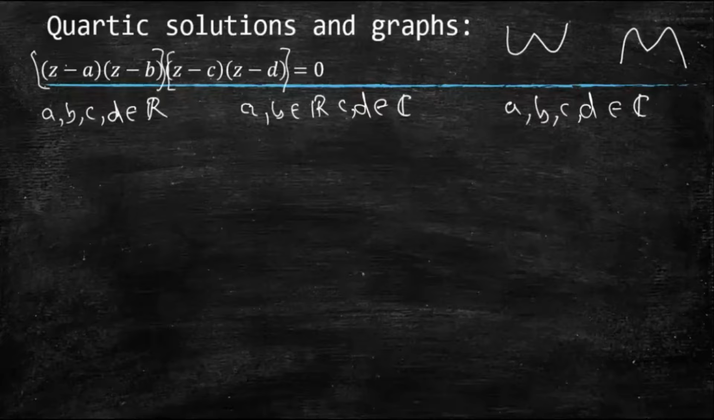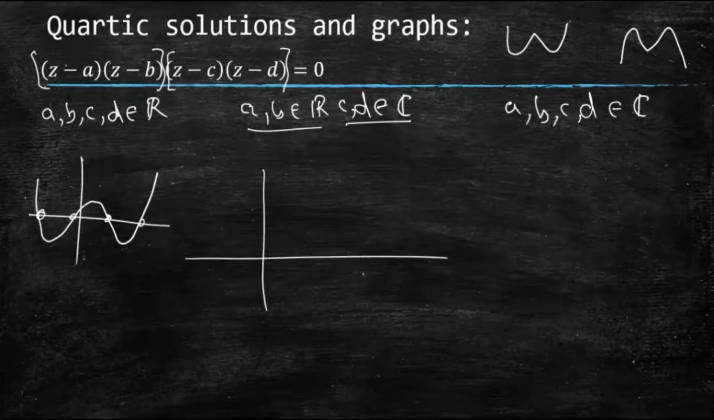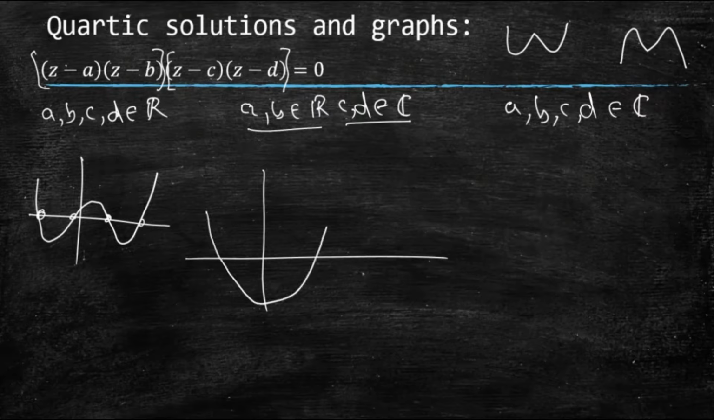So if A, B, C, D are all real, then the curve would look like this, where it crosses the x-axis four times. And it could be the other way around as well, depending upon the coefficient of z to the power 4. Now, two real and two complex. In this case, it cuts the x-axis twice, like this. And furthermore, when there are no real roots, the quartic function would look like this. It doesn't cross the x-axis anymore.